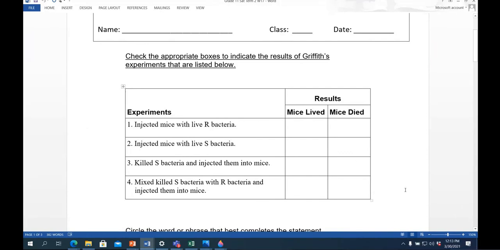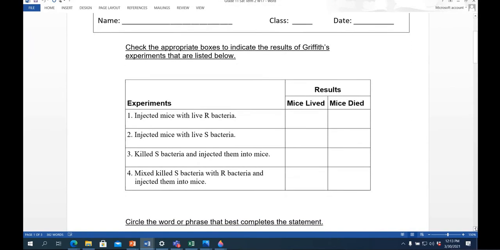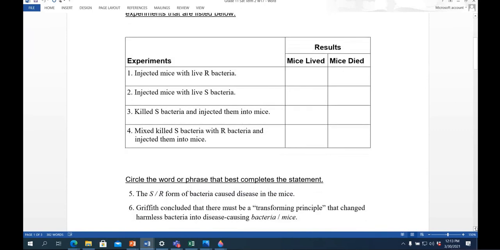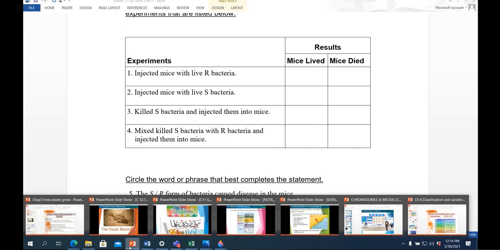Check the appropriate boxes to indicate the results of Griffith's experiment that are listed below. We have the experiments conducted by Griffith, and we need to know in which experiment the mice were alive and in which they died. Starting with number 1, when the mice were injected with live R bacteria, were the mice alive or dead? Hala, Musab, did the mice live or die when this was done? Can you please answer this question?